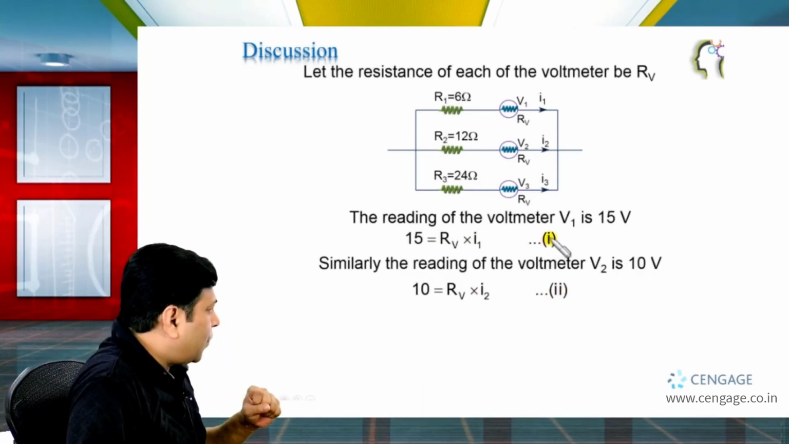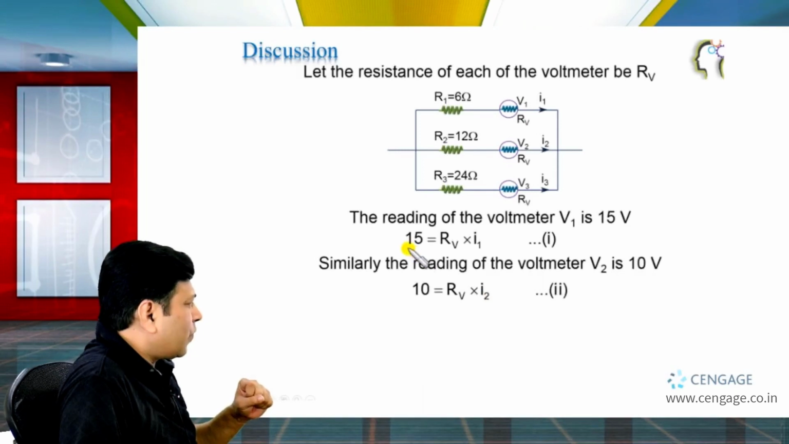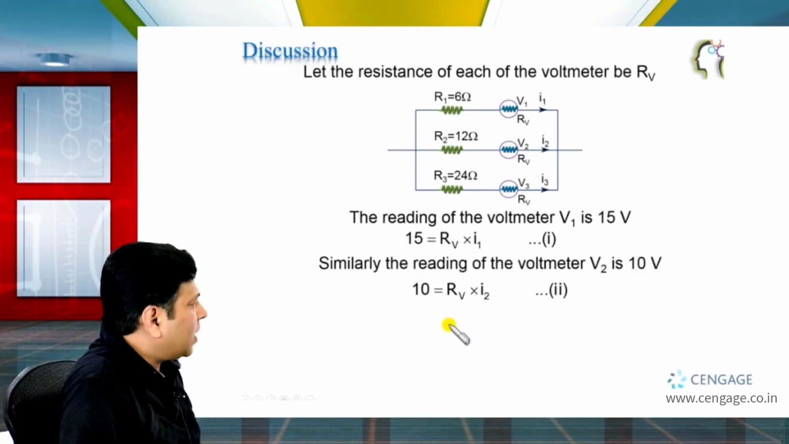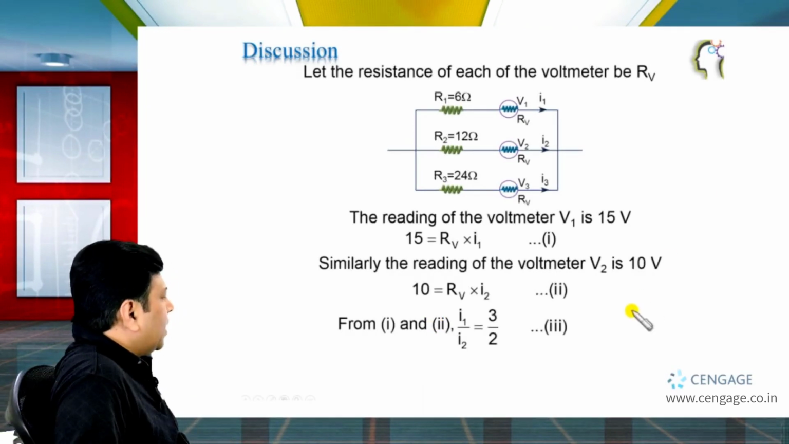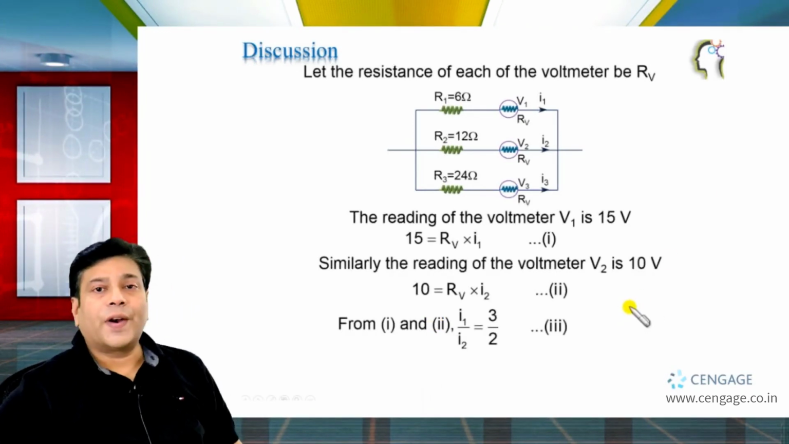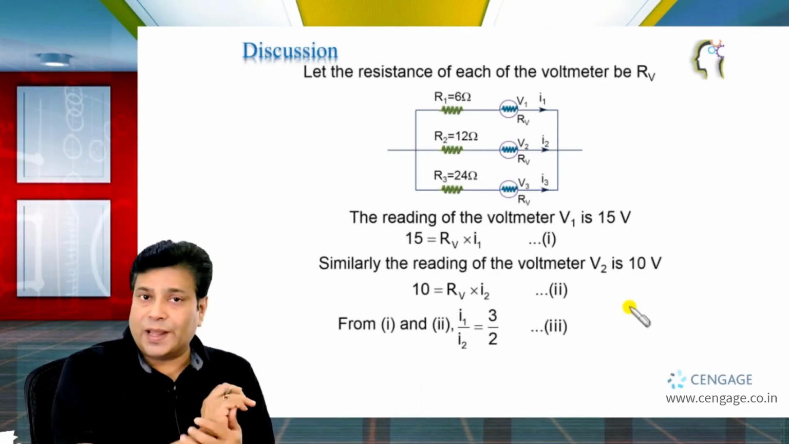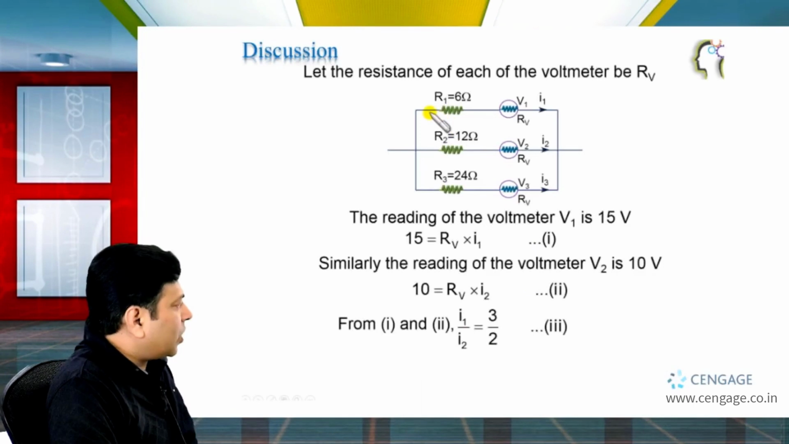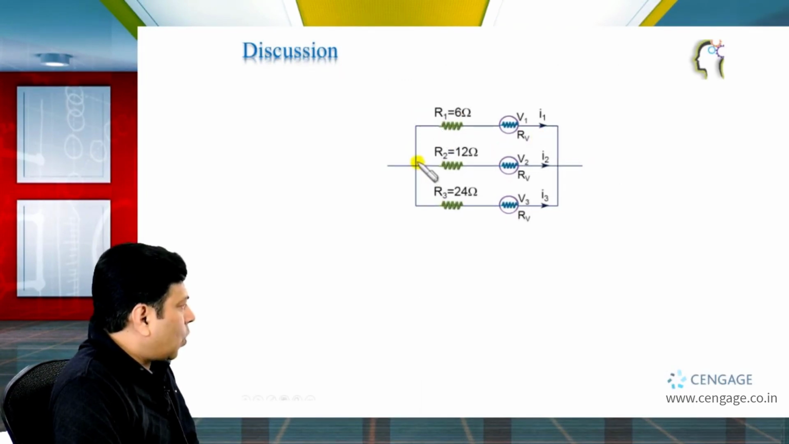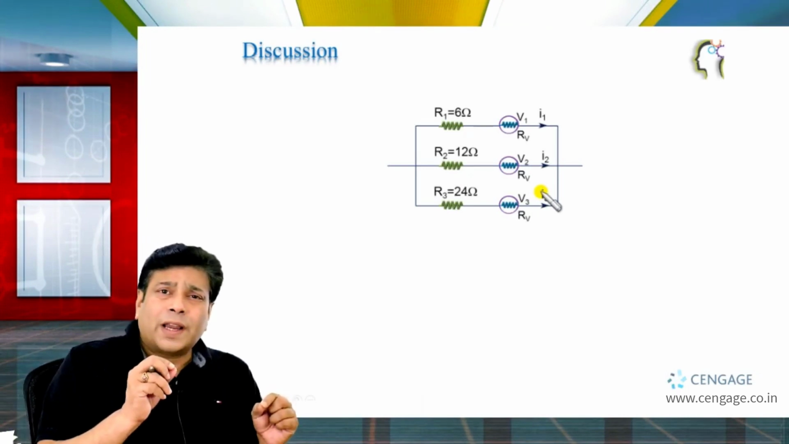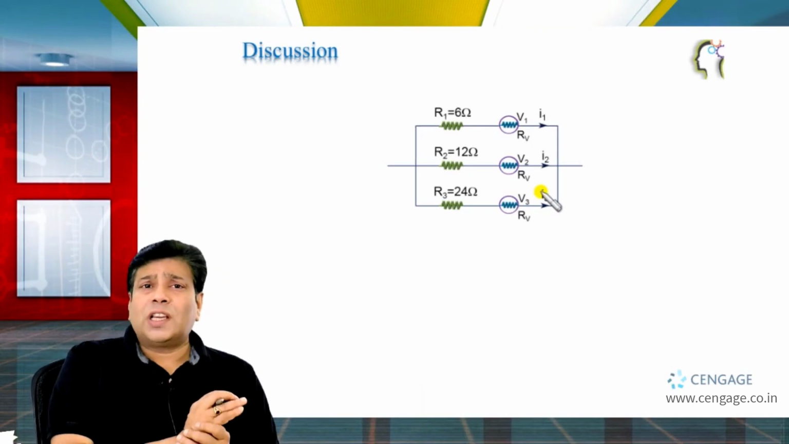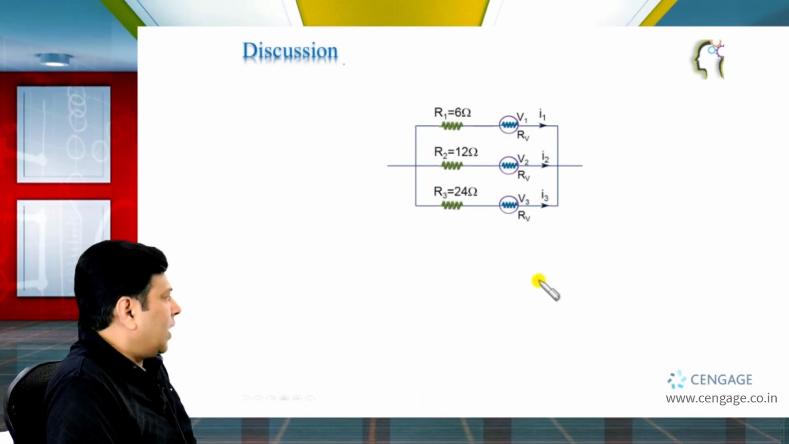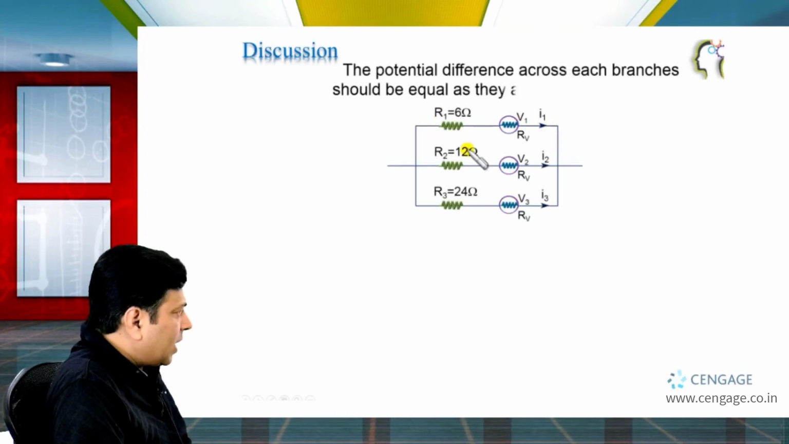Now let us divide the first equation by the second equation. So 15 divided by 10 should be equal to I1 divided by I2, and I1 divided by I2 equals 3 divided by 2. So we got the ratio of the current flowing in these branches. Now we can observe that all these branches are connected in parallel. If they are connected in parallel, the potential difference across each branch should be equal, right?